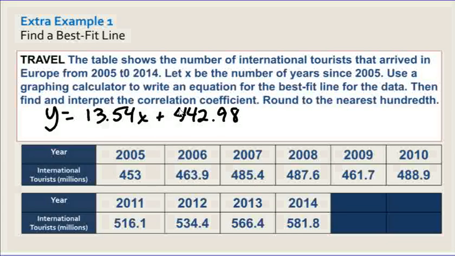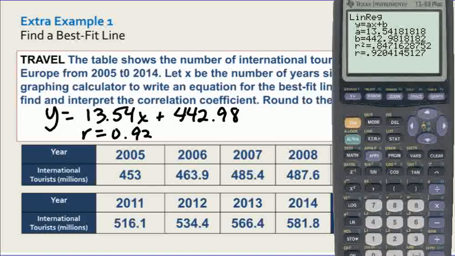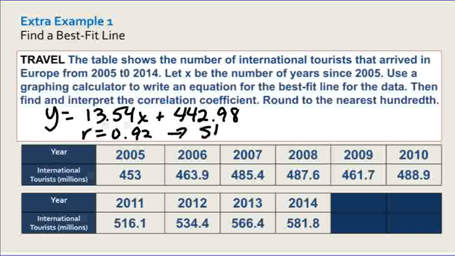Then it says, and find the correlation coefficient. So we said R was 0.92. Double check that, 0.92. So interpret the correlation. This would be a strong correlation.